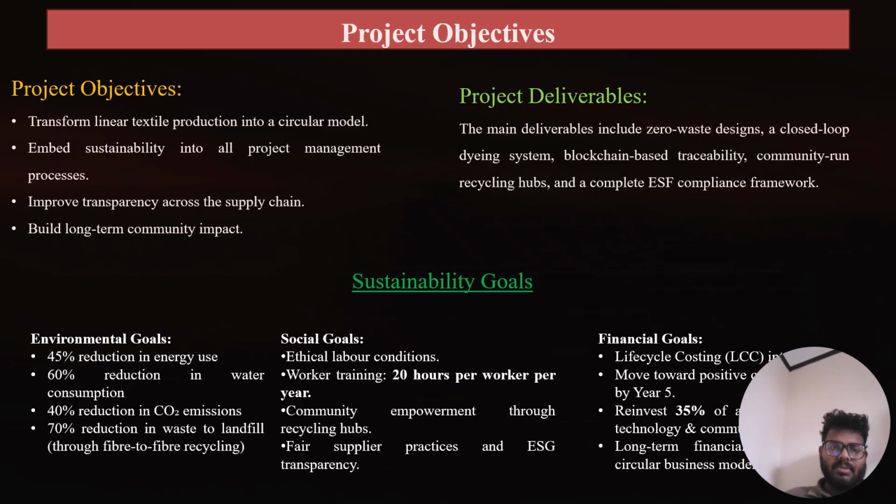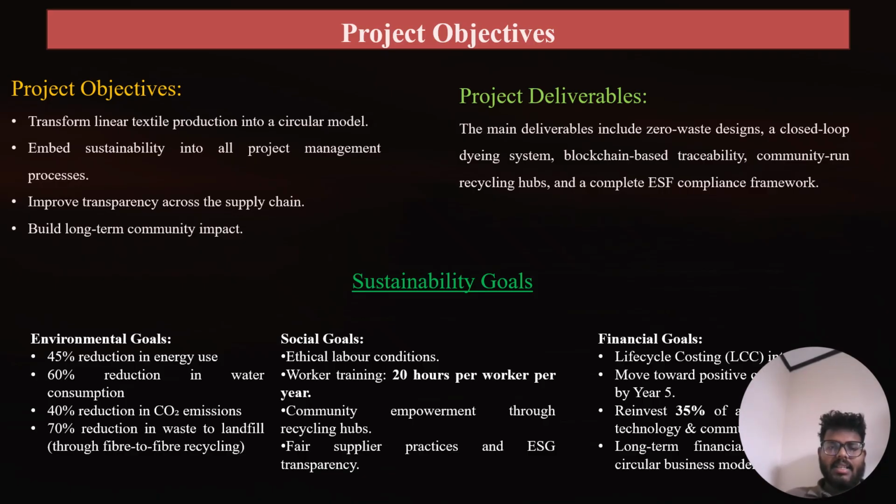And talking about project objective, the EcoThread project is built around clear ESG sustainability objectives that guide the full project lifecycle. Environmentally, EcoThread targets a 45% reduction in energy use through renewable systems, a 60% improvement in water recycling by closed-loop dyeing, and a 70% diversion of textile waste using fiber-to-fiber recovery. Socially, the project promotes fair labor conditions, the development of community-run recycling cooperatives, 20 hours of training per worker per year, and the creation of 150 new jobs.